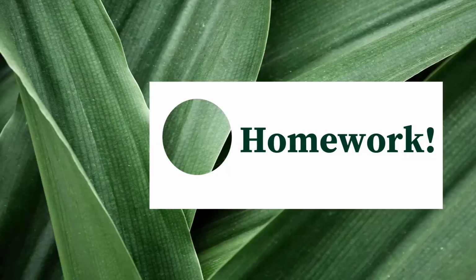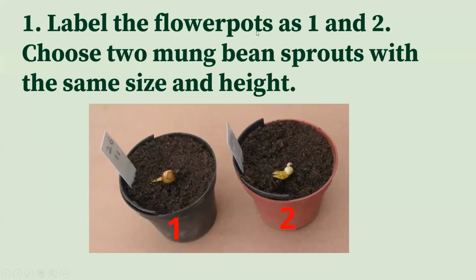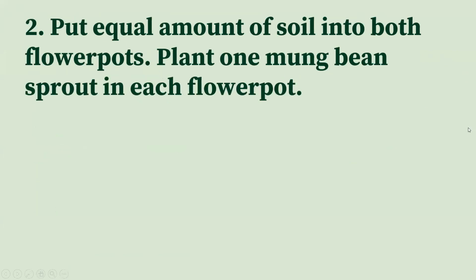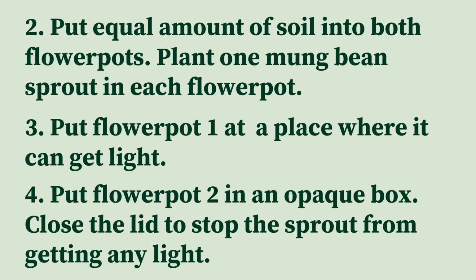So last week, I let you prepare these materials, right? So what you're going to do with these materials is, first, you have to label the flower pots as 1 and 2. Choose 2 mung bean sprouts with the same size and height. Second, put equal amount of soil into both flower pots. Plant 1 mung bean sprout in each flower pot. Third, put flower pot 1 at a place where it can get light. Put flower pot 2 in an opaque box and close the lid to stop the sprout from getting any light.